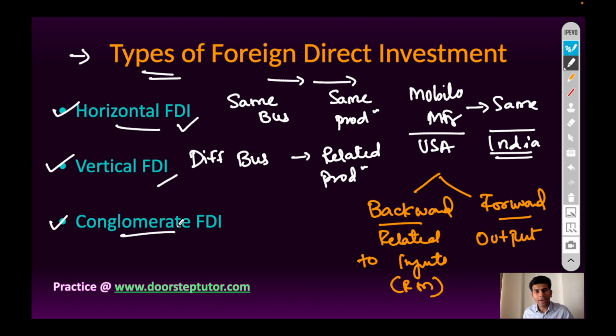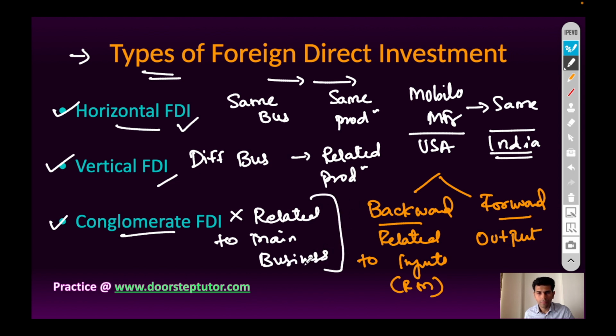Last, conglomerate FDI. When a foreign business organization establishes a business which is not at all related to its main business, it is called conglomerate FDI. Here, the business is not related to the main business. For example, a car manufacturer in USA establishes a new business, that is a mobile manufacturing business, in India. It is called conglomerate FDI. Both the products are not related to each other.